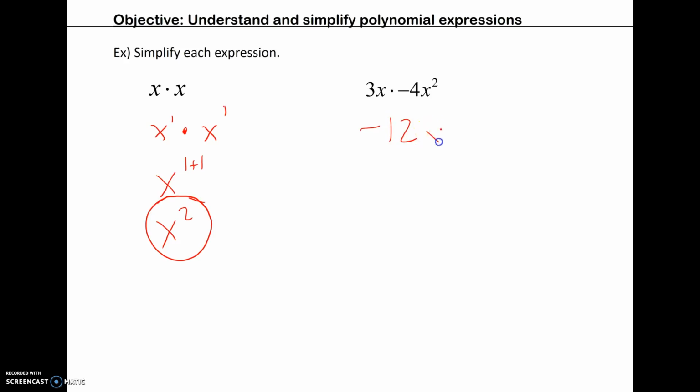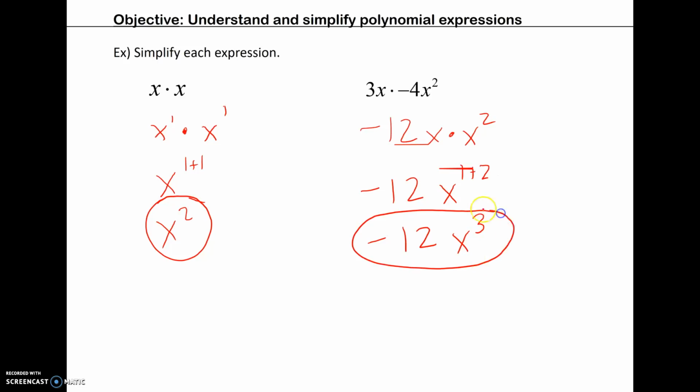And then I have x times x squared. So if I think about going back to my previous example, if I see just an x, it's implied that there's actually a 1 exponent there. So this is the same as negative 12, x to the power of 1 plus 2, or negative 12, x to the power of 3. So that's the final answer on this one.